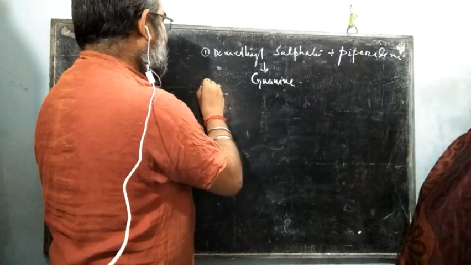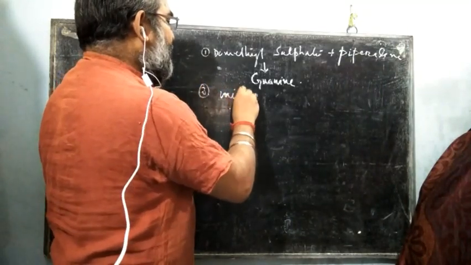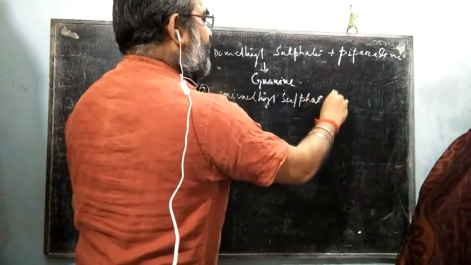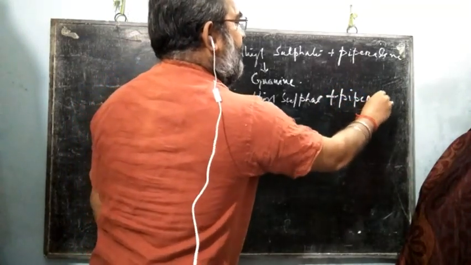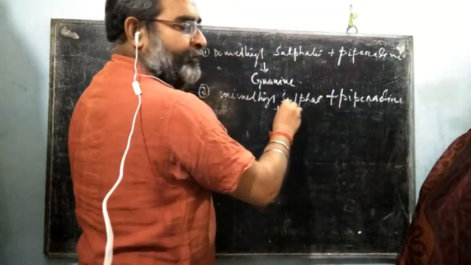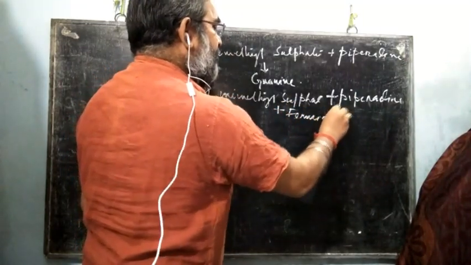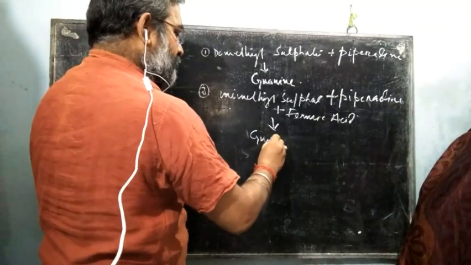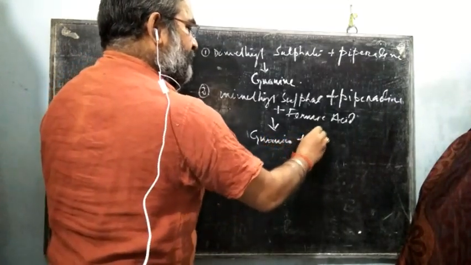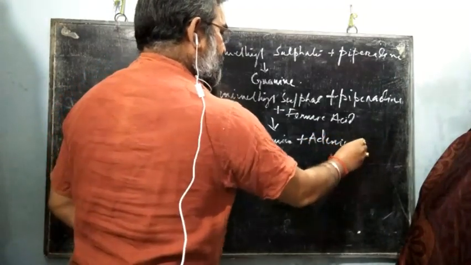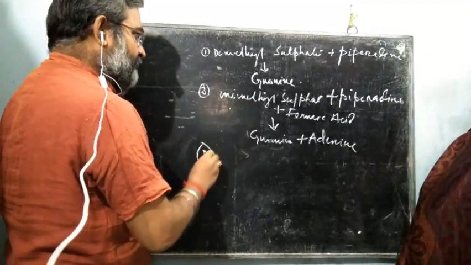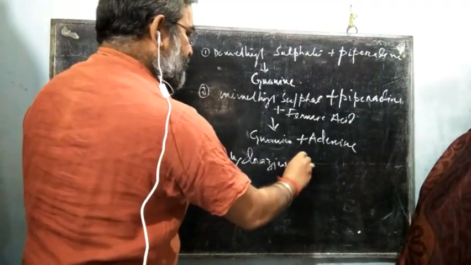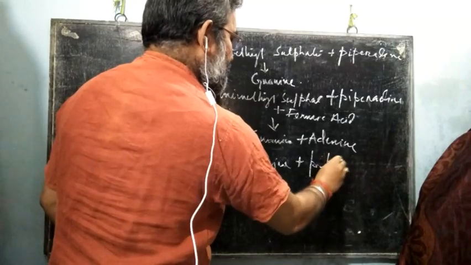And the second reaction, dimethyl sulfate plus piperidine plus formic acid. It produces guanine plus adenine. Third one, hydrazine plus piperidine.